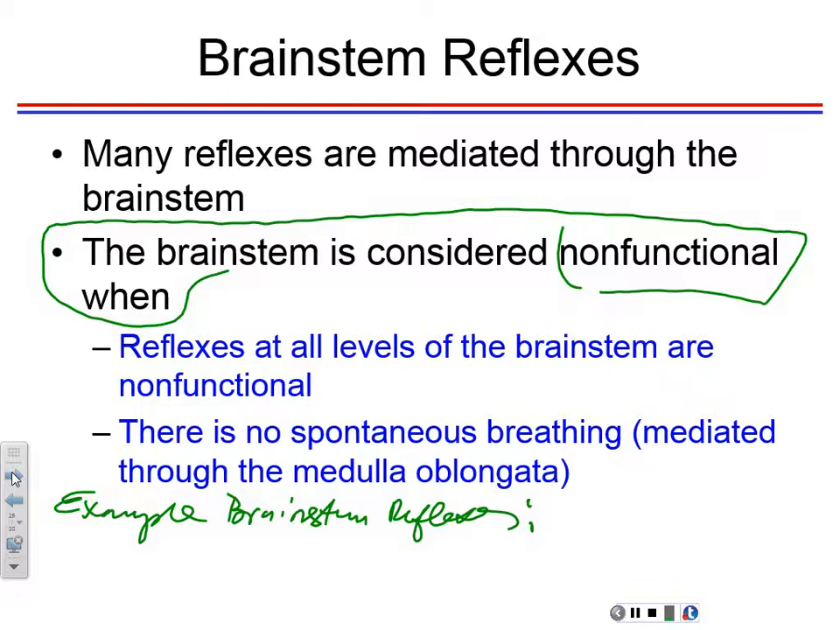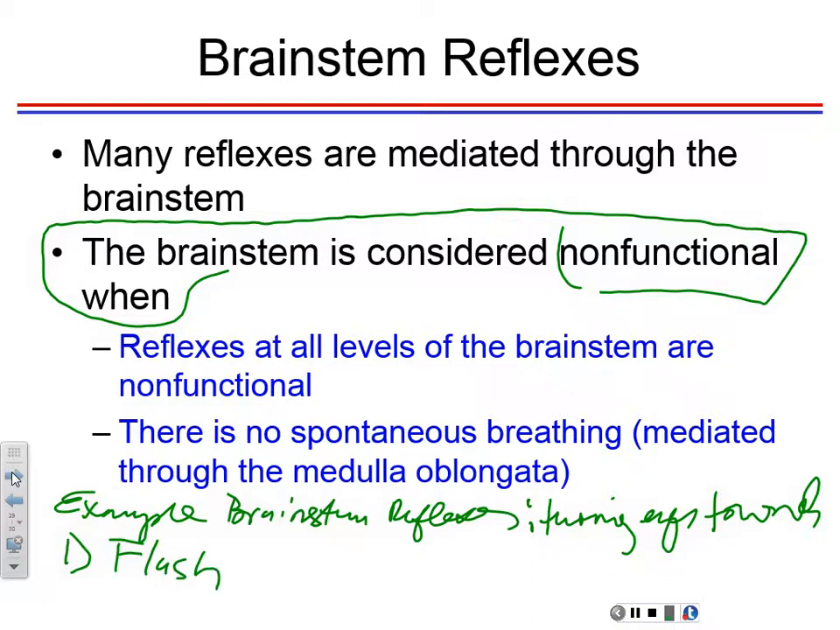Whenever there is a certain movement, a flash of light or a touch, you always reflexively look at that object. So turning your eyes towards a flash of light is an example of a brainstem reflex. Sound, like if I come and clap on your right side, you look there. Touch, turning your eyes towards a touch.